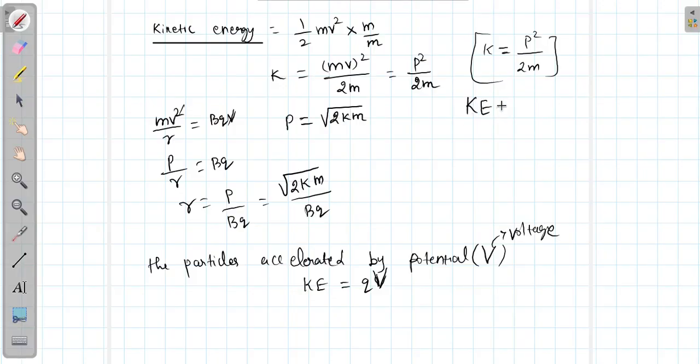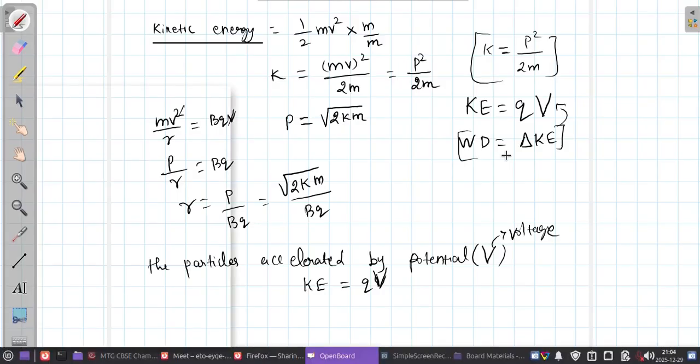Also, the kinetic energy of the charged particle is equal to qV. This one also we know. Work done is equal to change in kinetic energy. That is why we are using this particular equation.